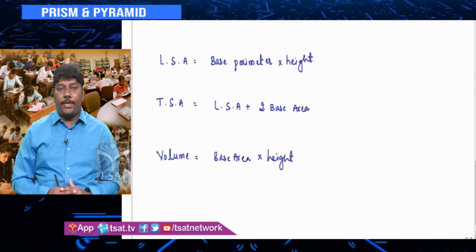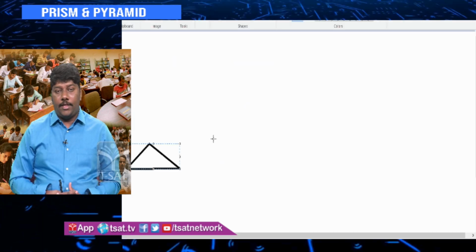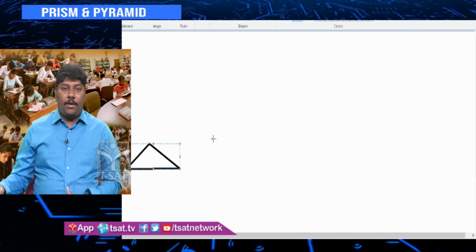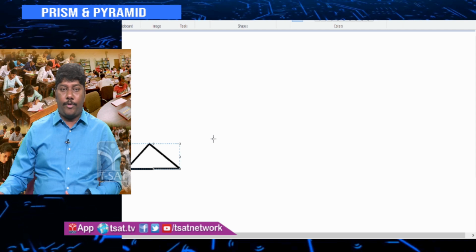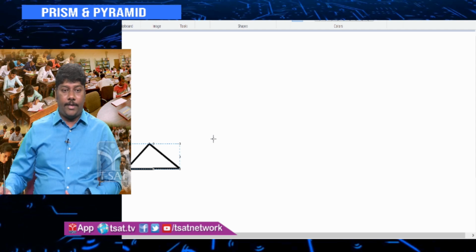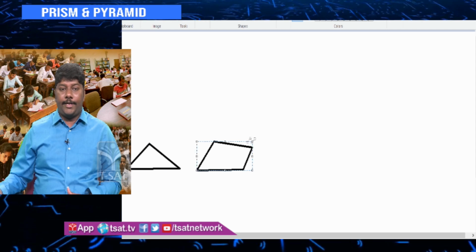Now we will look at what a pyramid is. A pyramid is a polyhedron where you connect the polygon to the apex. All the vertices of a polygon must be joined to the apex, or a point. So I am taking a triangle, I am taking a quadrilateral. Any polygon you can take as a base.